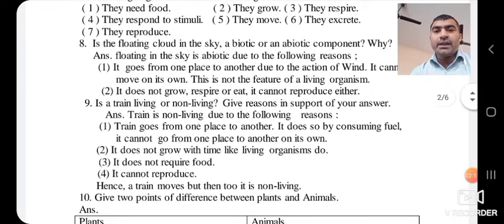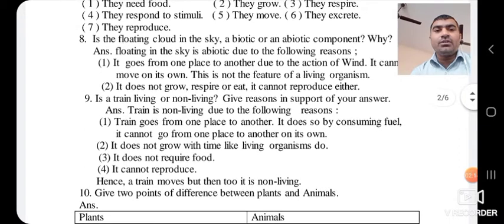Now the next question we have is the ninth one. Is a train living or non-living? Give reason in support of your answer. See, a train has some features which a living organism has. For example, it moves from place to place. But a train is non-living due to the following reasons.